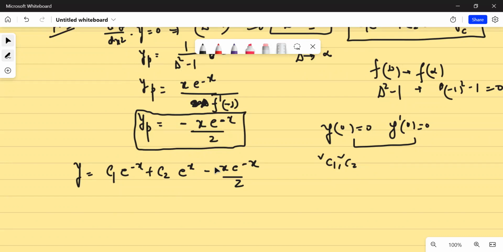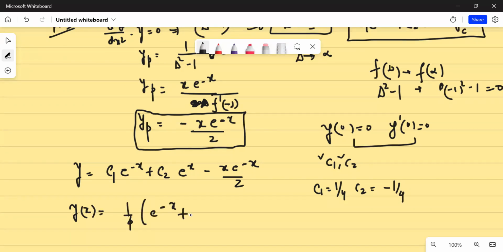सर C1 की 1/4 और C2 की -1/4. पक्का? I can believe ना, गलत तो नहीं किया ना? C1 is 1/4 and C2 is -1/4. ठीक है. सो अगर ऐसा जो रजत कह रहा है वो सही है, then it will be like 1/4 e की पावर -x, ऐसा कुछ. राइट? पक्का ना? मैं सही मान लूं उसको. Yes, sir. ठीक है. सो दिस इज हाउ इट इज.